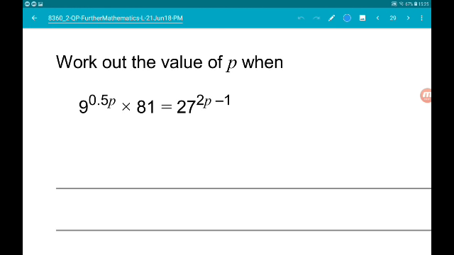Question 24, the final question. We want to work out the value of p when 9 to the 0.5p times 81 is equal to 27 to the 2p minus 1. Right, so we need to get an equation in terms of p. What I mean is that we need all of the base numbers to be the same. The base numbers at the moment are 9, 81 and 27. So all of those are powers of 3.